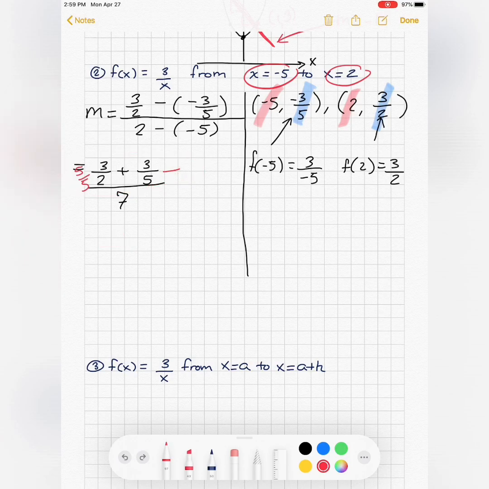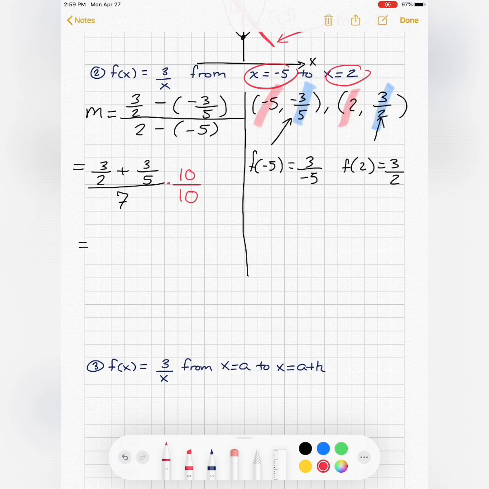But what I'll do instead is use this method. It's going to save me a lot of work. I'm still going to find the LCD. The LCD of 2 and 5 is 10. But what I'm going to do is multiply the whole numerator and denominator by that value 10. Because look at what happens there. This is actually going to work out pretty nicely.